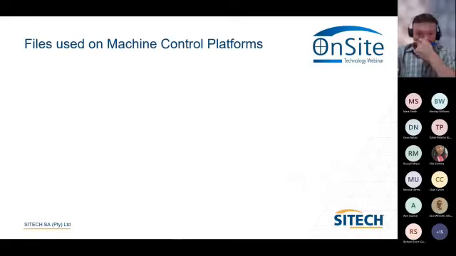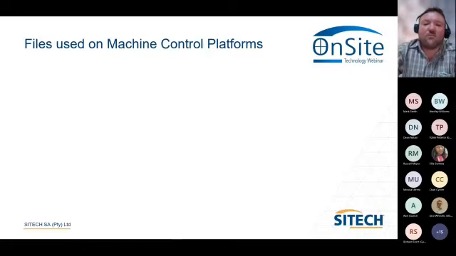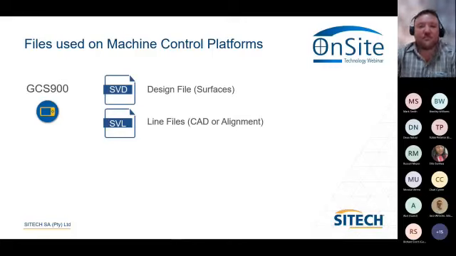Okay, so quickly move on to the files, and what files our machine control needs to be able to load your designs onto the Trimble machines. The first one is our GCS 900 grade control system. Basically it needs two files, an SVD and an SVL. Some of you might already have seen these files and are accustomed to these two types of files.